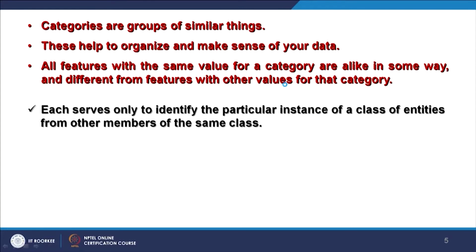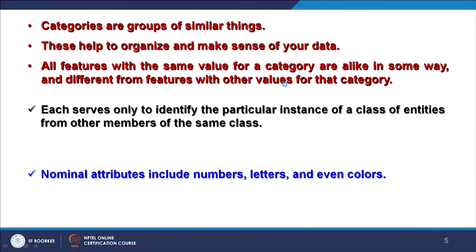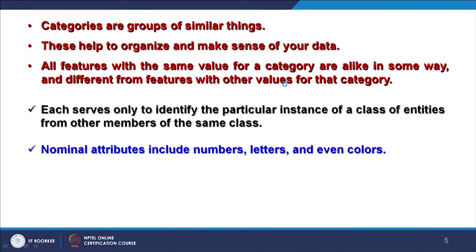And each of these categories serves only to identify the particular instance of a class of entities from other members of the same class. So two people have two different names and therefore it is easy to identify who is who. And nominal attributes may include alphabets, that means letters, or even colors or numbers. Numbers can also be nominal attributes.